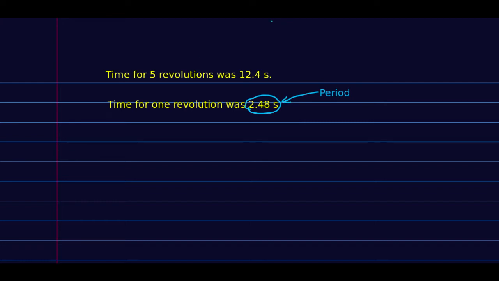Now let's find the frequency. Remember that the frequency is just how many revolutions there are per unit time. So what we know here is that there were 5 revolutions in 12.4 seconds. And if you punch that into your calculator, you'll find that's 0.403, and look at the units, revolutions per second. And that makes sense, a little less than half a revolution every second. That makes sense if each revolution takes a little over 2 seconds. So this is the thing that we call the frequency.